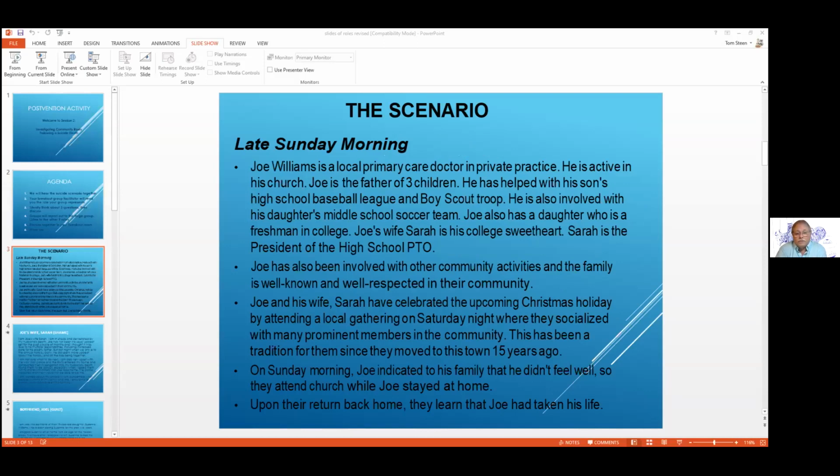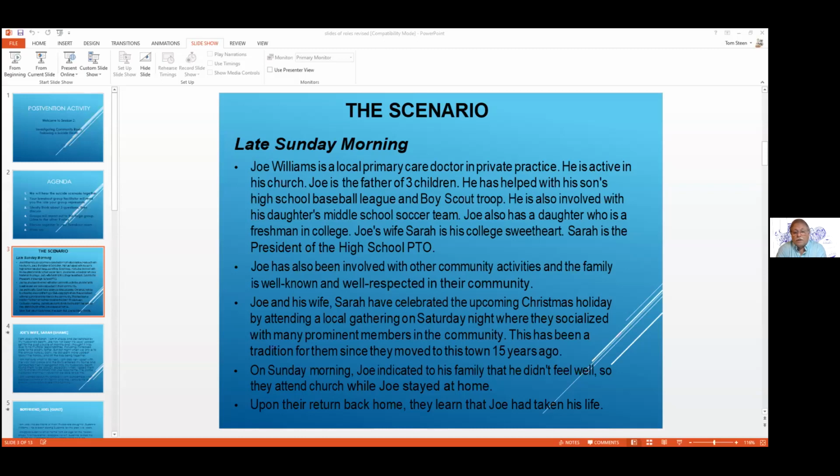This is a late Sunday morning scenario where a gentleman named Joe Williams is a local primary care doctor in private practice. He's active in his church. Joe's the father of 3 children. He has helped with his son's high school basketball or baseball league and Boy Scout troop. He's also involved with his daughter's middle school soccer team. Joe also has a daughter who is a freshman in college. Joe's wife, Sarah, is his college sweetheart. Sarah is the president of the high school PTO. Joe has been involved with other community activities, and the family is well known and well respected in the community.